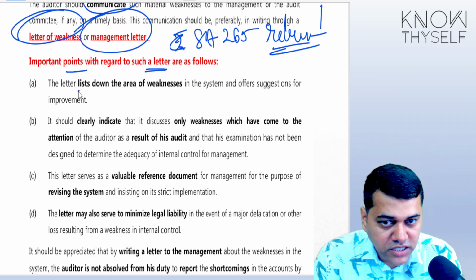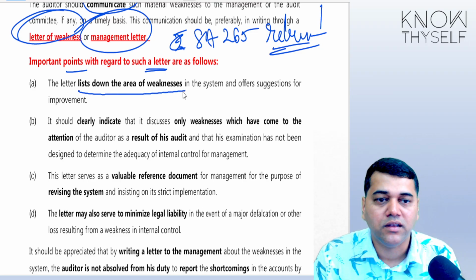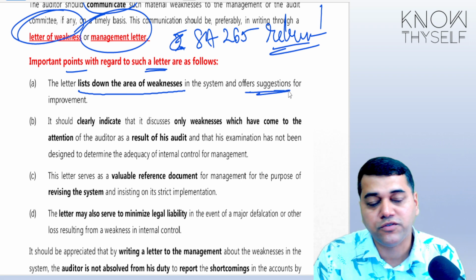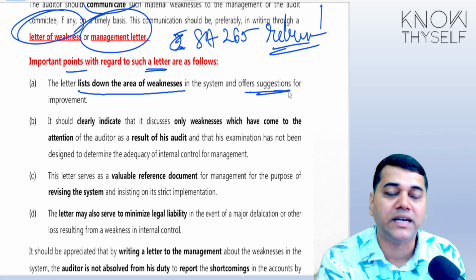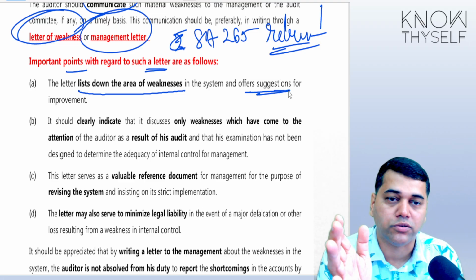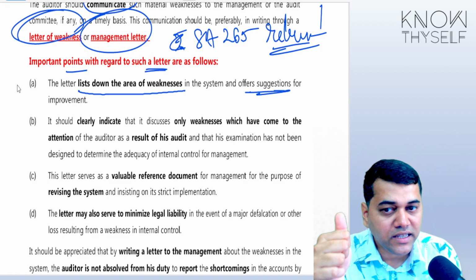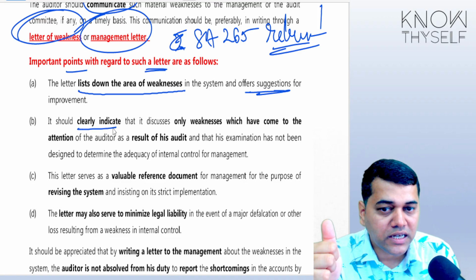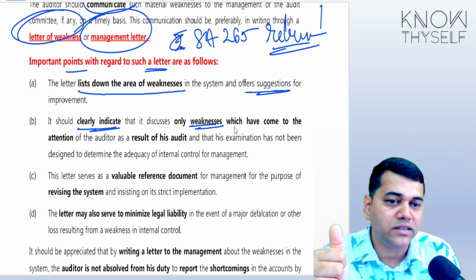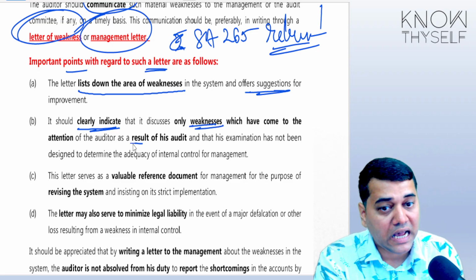First, I should list down the areas of weakness and offer some suggestions for improvement also. Just don't simply tell; you tell the solution also. Don't come with only the problems. Now, the second thing I need to tell you: I should clearly indicate that only those weaknesses have come to the attention as a result of audit.